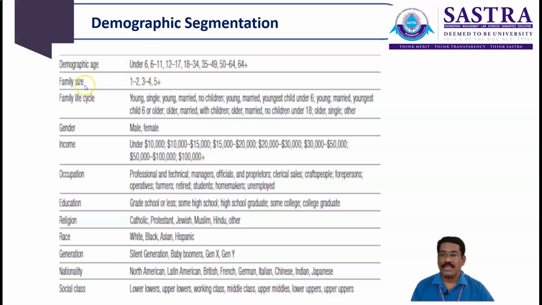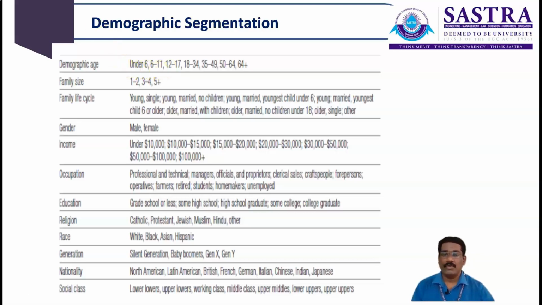And also we have family size. As I told earlier, there are a lot of products which have a family pack and a nuclear pack. The packaging size is totally different between 1 to 2, 3 to 4, and 5 plus, where you have a family pack. And of course, Pepsi and Coca-Cola have come out with large bottles. They try to serve the entire family.